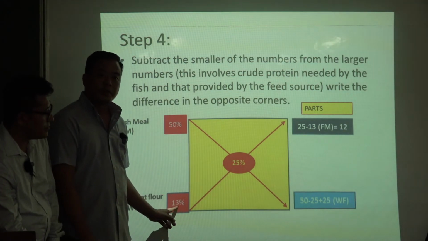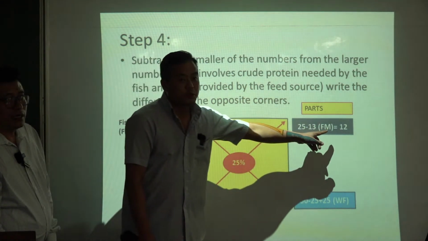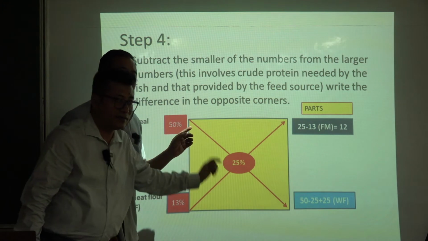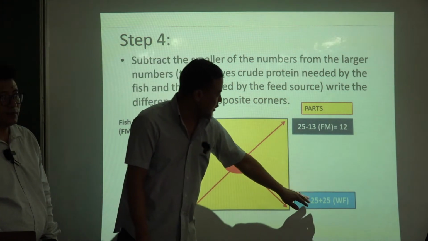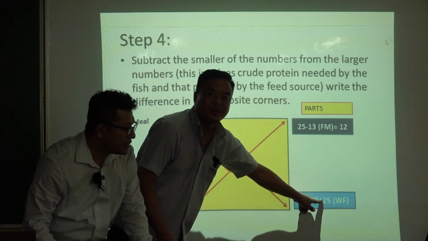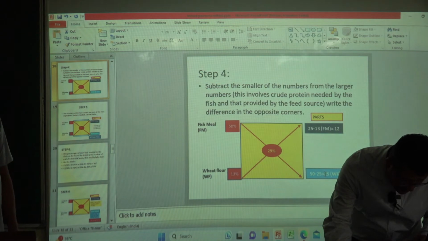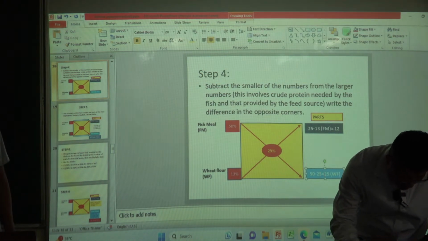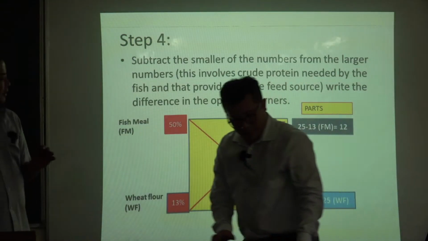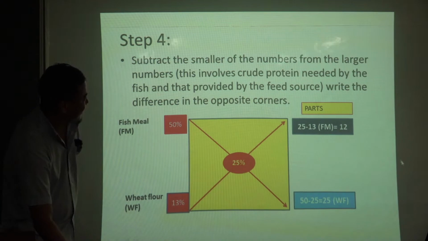So from your bottom left, you subtract with the target protein. You will get 12. You never do the plus. Whichever is smaller, you subtract it from the larger. No plus. So from 50, you do the subtraction, you'll get 25. This should be equal. Okay, the answer matches, we both got the same. All right, it should be fine next time, hopefully.